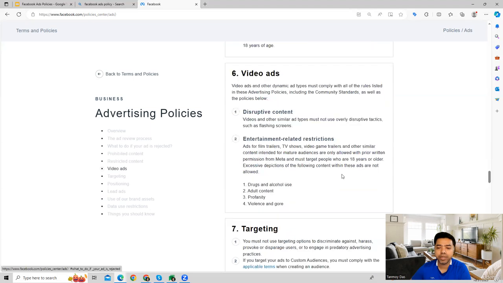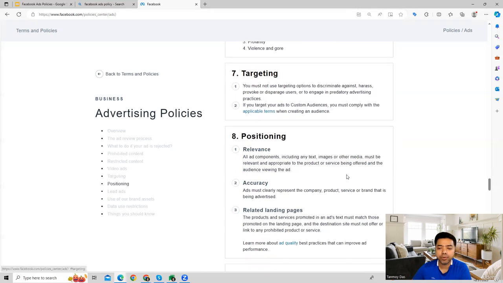Also, when we look at video ads, there are certain things in video ads like disruptive content or entertainment-related restrictions, wherein we are depicting certain content related to drugs and alcohol use, or adult content, profanity, violence, and gore. This is something which Facebook will really look at very closely, and they will not allow such ads to run.